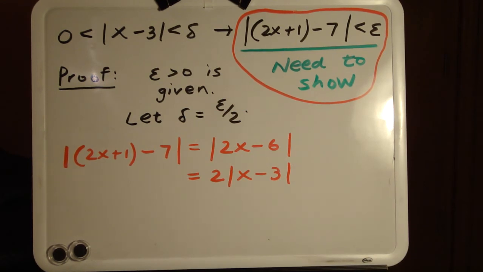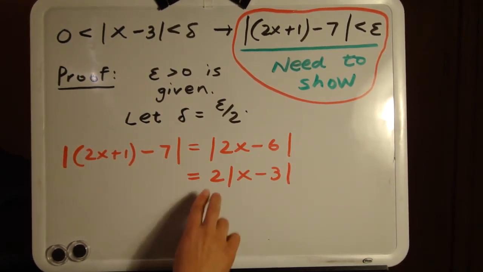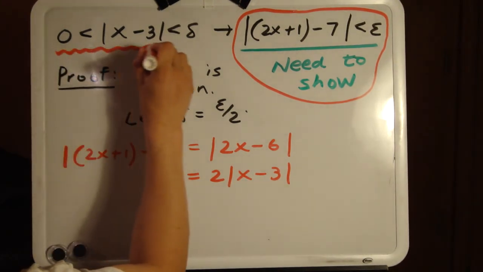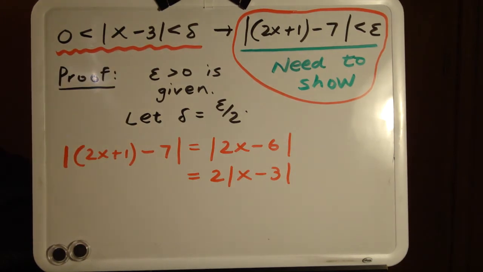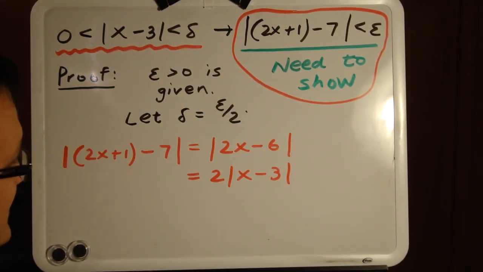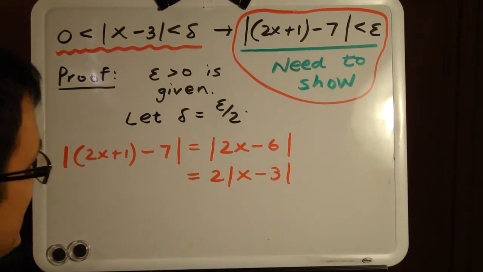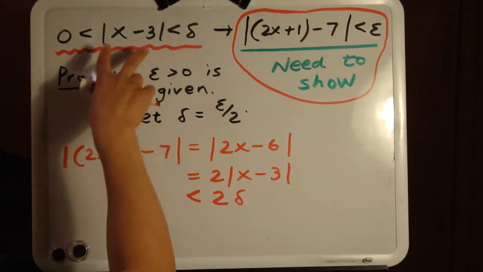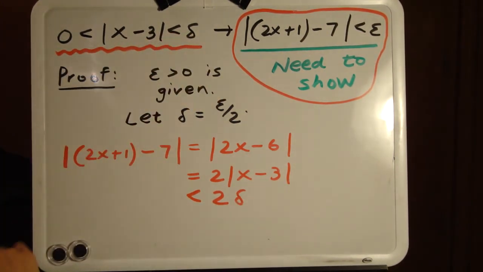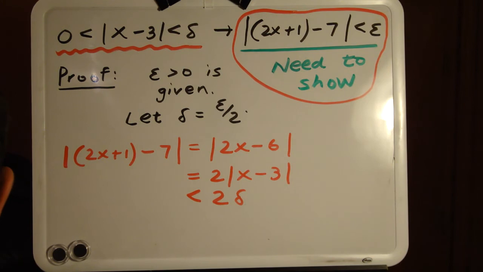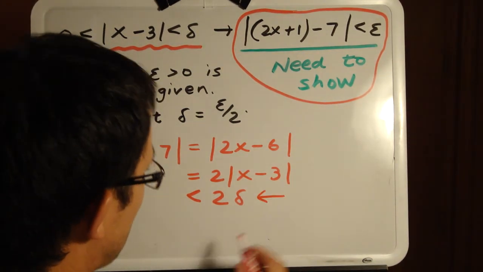Okay, now this is where the stuff gets pretty important. So we now have 2 times the absolute value of x minus 3. But remember, as we mentioned earlier, this is the part that you can assume in this problem. So anytime you encounter the absolute value of x minus 3, you can say that it's less than delta. So here we have 2 times the absolute value of x minus 3. So this statement here, we could say this is going to be less than 2 times delta. So all we're saying is absolute value of x minus 3 is less than delta, so 2 times the absolute value of x minus 3 is less than 2 delta. So this here we can say is true by the assumption.